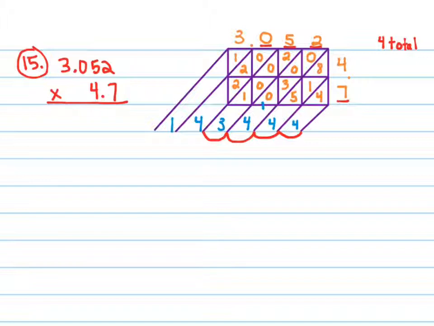Now I'm going to rewrite this number so it looks like a decent decimal. So I put my decimal point there, but I'm going to rewrite it as 14.3444. Or you could say 14 and 3,444 10,000ths. And that's how you do the lattice method.